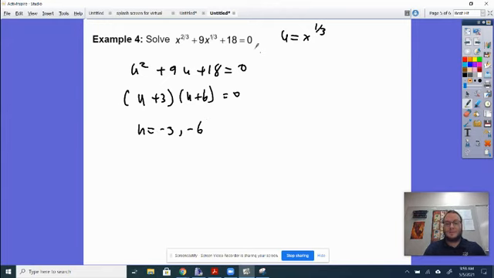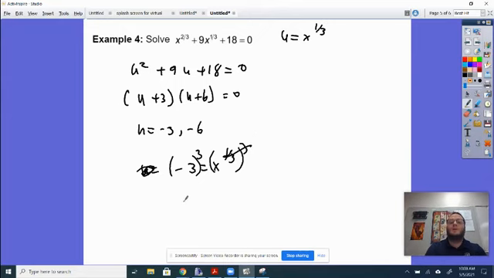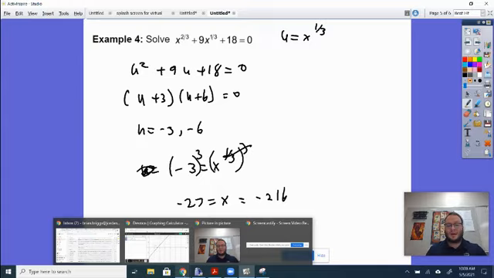Going back to here, -3 is equal to x to the 1/3. We would cube both sides here to get rid of that third, because that'll cancel. So we get -27 equals x. Doing the same thing with -6, we're going to get -216. Going over to check that.